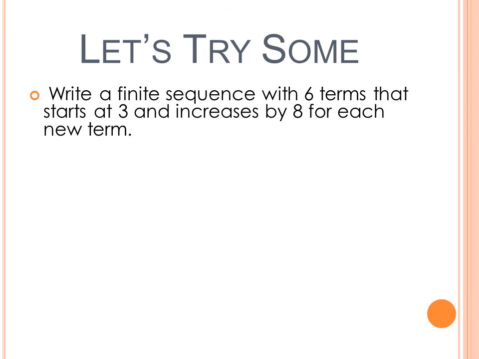So let's try some. Write a finite sequence with 6 terms that starts at 3 and increases by 8 for each new term. This means there will only be 6 terms in our sequence, and we're going to begin with 3 and add 8. So the sequence would be 3, 11, 19, 27, 35, 43.